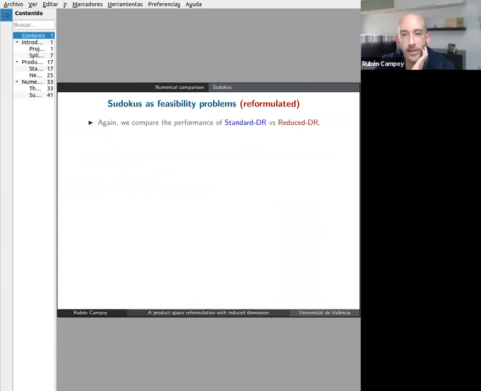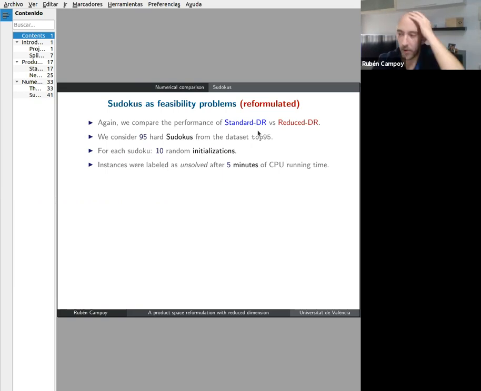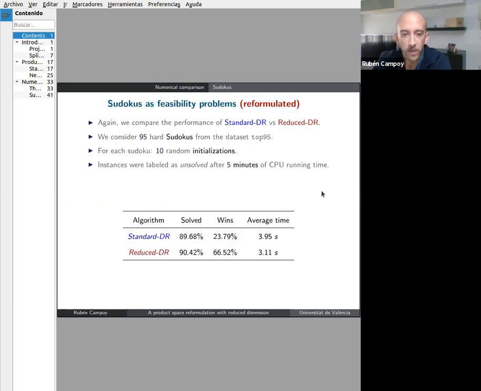Again, we are going to compare standard DR and reduced DR for the Sudokus. I will consider 95 Sudokus with 10 initializations each. And since this is non-convex, we have no guarantees for the convergence of the algorithm. So I will label as an unsolved instance after 5 minutes of running time of the algorithm. So these are the statistics of the comparison. Both algorithms solve around 90% of the instances. But in terms of wins and the average time required to solve each Sudoku, reduced DR is clearly the winner.